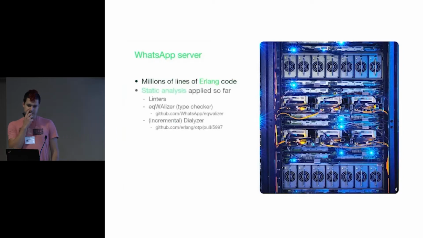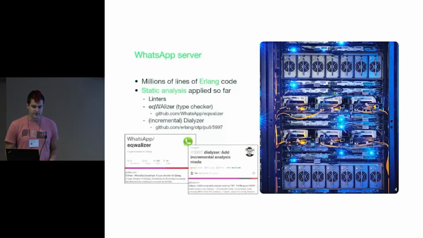And we do have some static analysis tools that we already apply, some basic linters, or the Equalizer type checker that was just presented in the morning as the keynote. And we also have Dialyzer, actually the incremental version, of which, if I'm correct, there's going to be a lightning talk by Tom after this one. But we realized that these tools didn't provide analysis for all the properties that we were interested in.